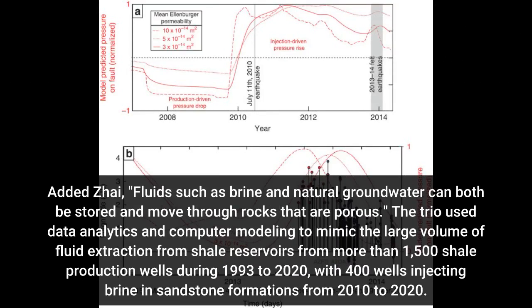Added Jai, fluids such as brine and natural groundwater can both be stored and move through rocks that are porous. The trio used data analytics and computer modeling to mimic the large volume of fluid extraction from shale reservoirs from more than 1,500 shale production wells during 1993.